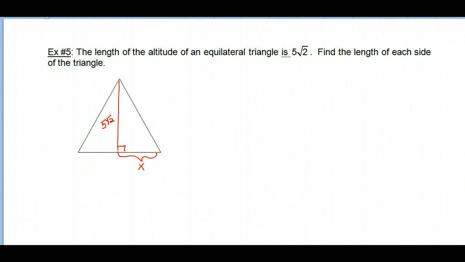Let's call this length X. Don't you have to find the length of every single side of the triangle? Or is that just the length of each small side of the triangle? Is that the small triangle or big triangle that we're talking about for those legs?